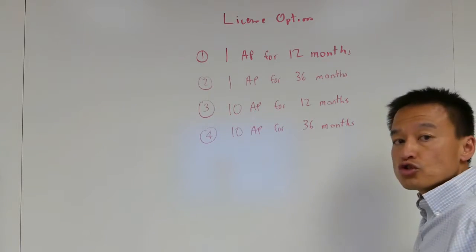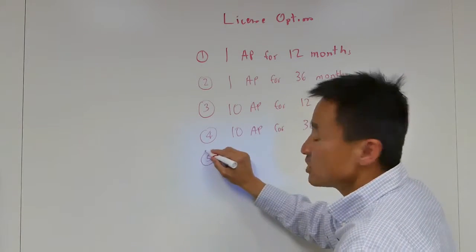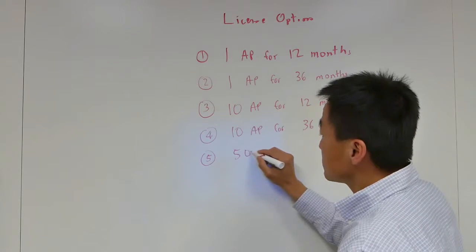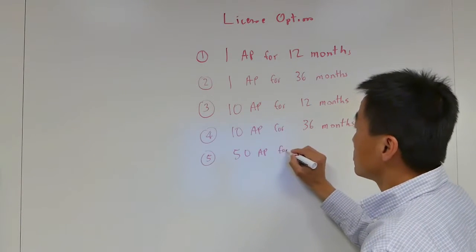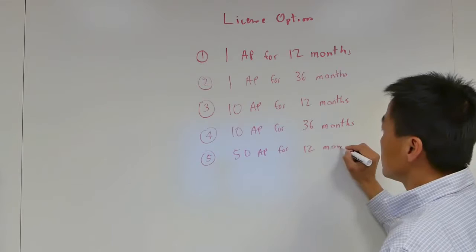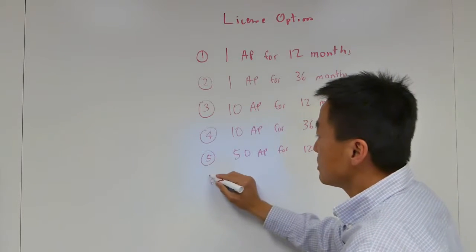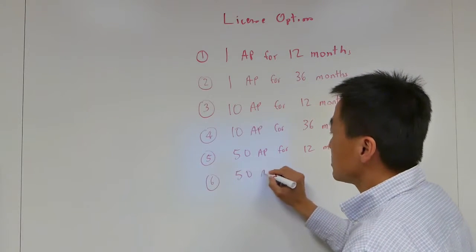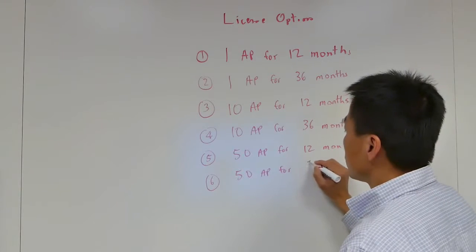And then the last 2 SKUs we have give you for a little bigger deployment, 50 APs for 12 months and 50 APs for 36 months.